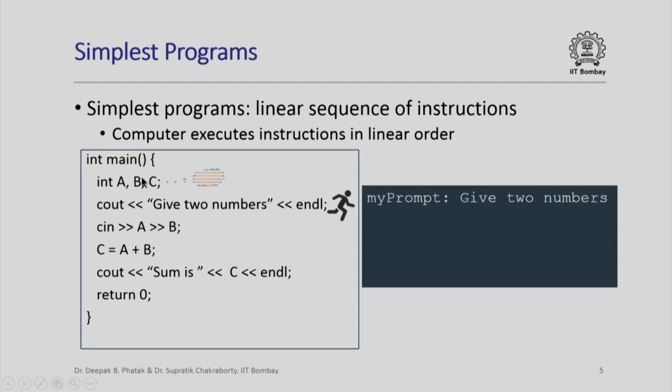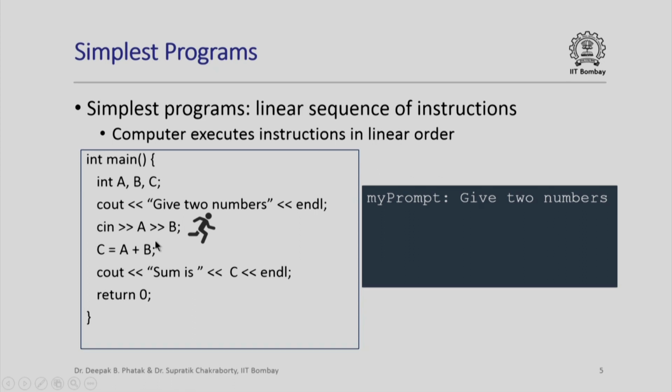The next statement is really the first statement that the computer executes, and I've shown that here by a running icon. So when the computer executes this statement, this is what you see on your screen. This is the prompt. It could be your favorite prompt, and then the computer prints after that, give 2 numbers. The computer, after executing the statement, is going to execute the instruction that appears exactly after this in the sequence in which the instructions in the program are written.